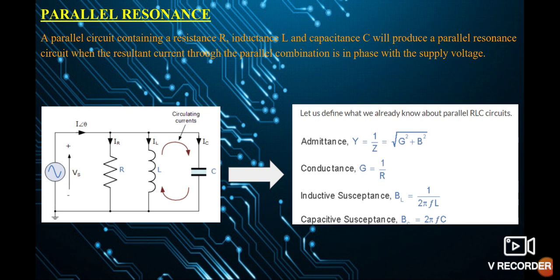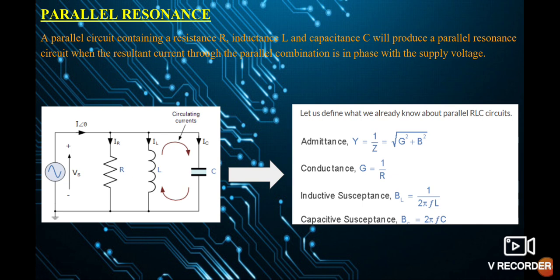So as we can see, we have provided a circuit diagram for the parallel RLC circuit. It consists of a source voltage Vs which is connected in parallel with R, L and C, and the circulating currents through L and C are indicated with red arrows.